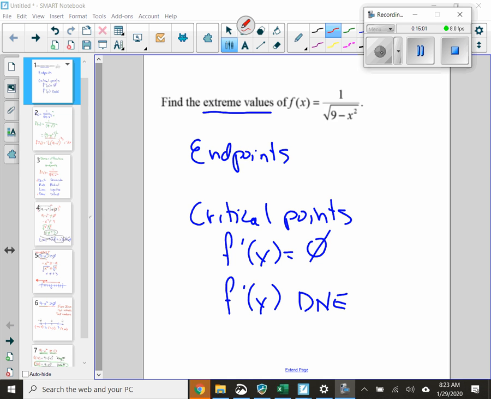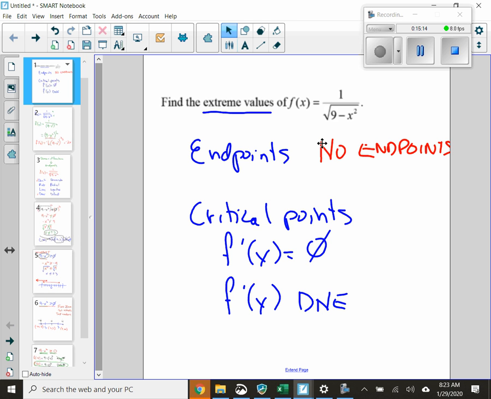So what this tells me, and I'm kind of keeping this page a little bit separate, is I have no endpoints. So I don't need to worry about endpoints with finding the extrema here. So I have no endpoints on this function. And the only way I was able to find that was to find the domain of the function.